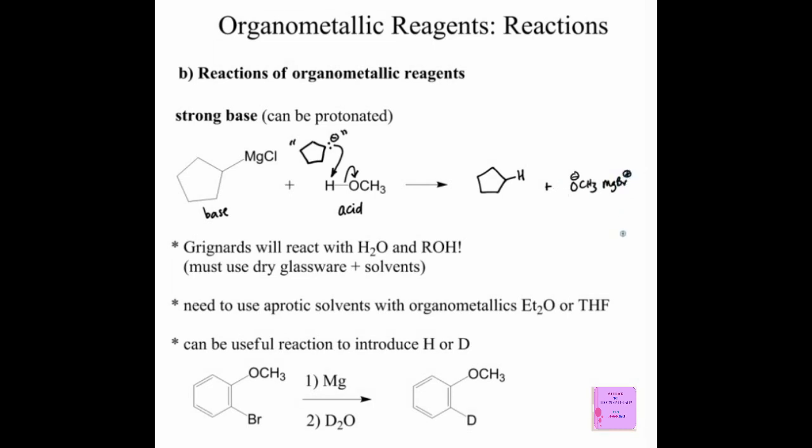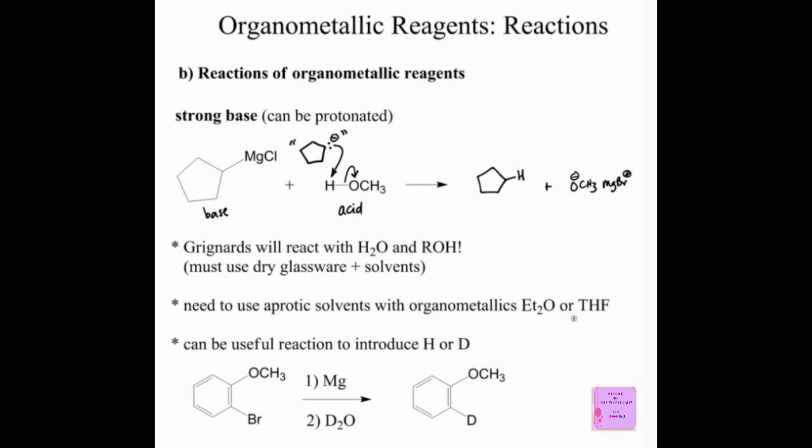Now, typically this is a side reaction. This is not a valuable reaction. This is something we're going to try and avoid. What's very important to know is that Grignards will react with water. Just like it'll react with alcohol, which has an acidic proton, water certainly has an acidic proton. So we must use very dry glassware and dry solvents. We can flame dry our glassware to get rid of any residual moisture that might be attached to it.